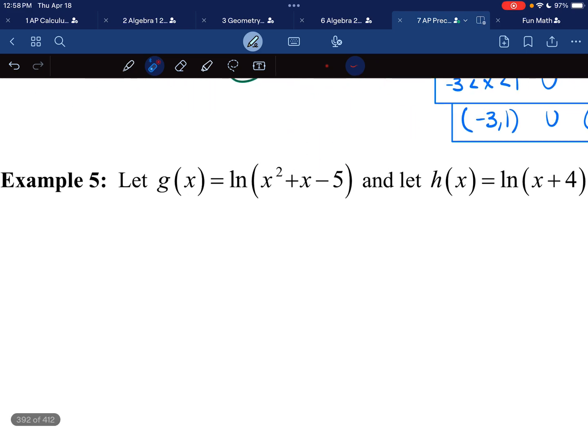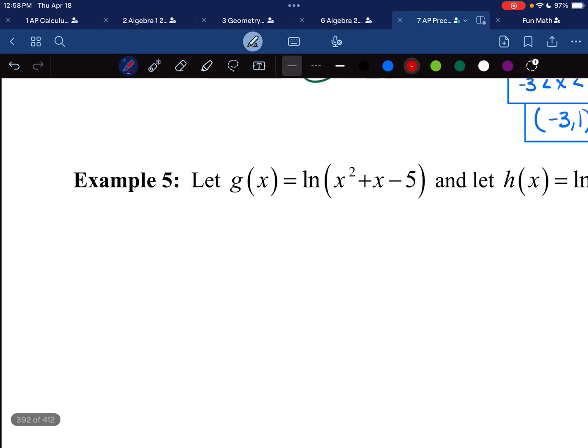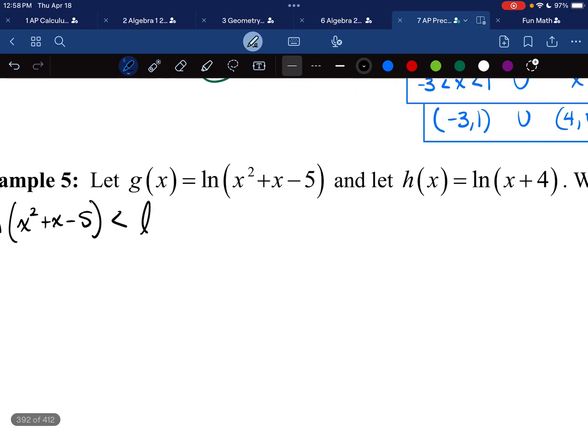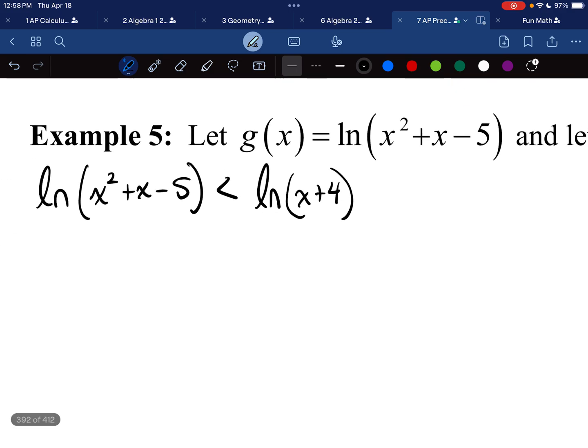Okay, ready, set, go. We have natural log of x squared plus x minus 5, which has to be, the sign here is a less than, the other function, which is natural log of x plus 4. Okay, everything is set up. Let's go ahead and look at the domain restrictions right now. And we can say, okay, for the domain, and D for domain, the inside, x squared plus x minus 5, has to be greater than 0. The inside, x plus 4, has to be greater than 0.